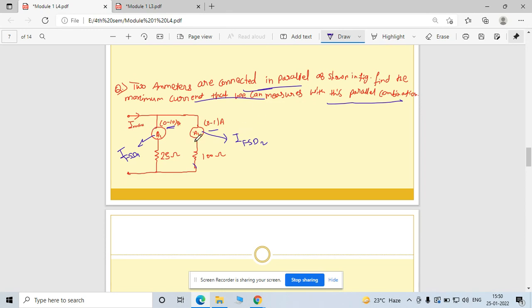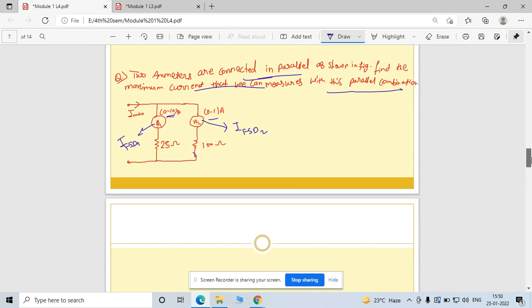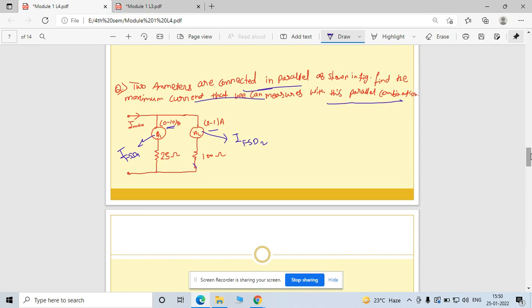Because in a parallel combination both voltages are the same. If both voltages are the same, then the IFSD are different for these two meters because the ratings are different. Now find out, and try to answer it.